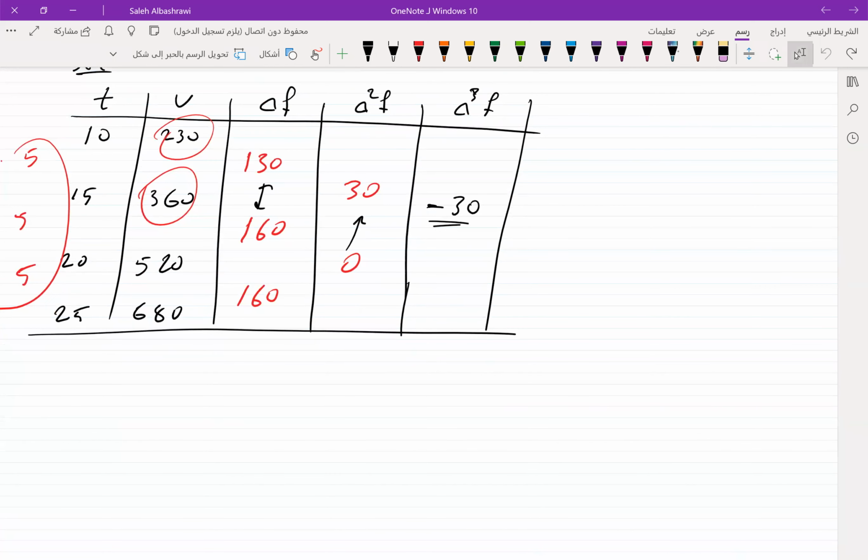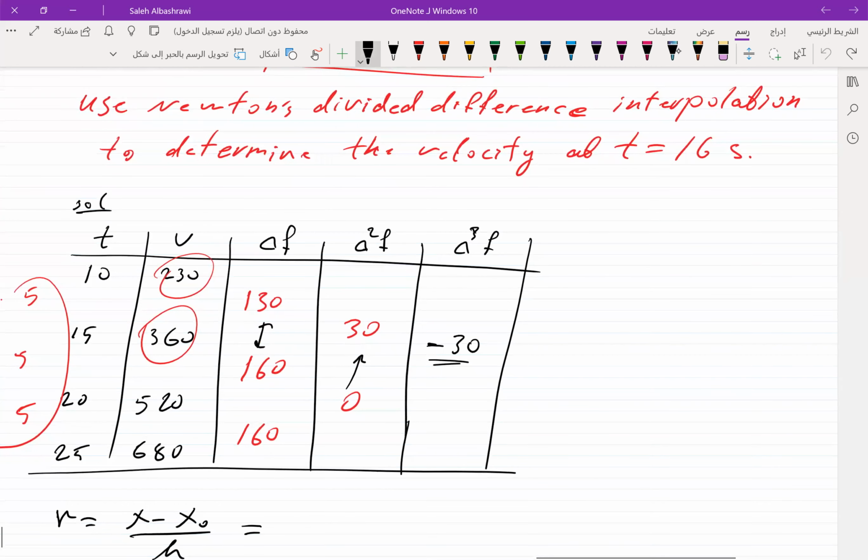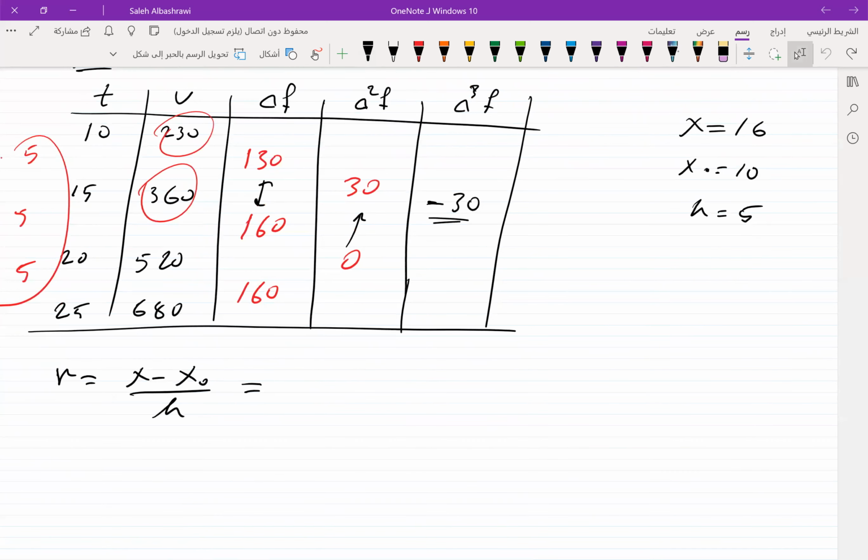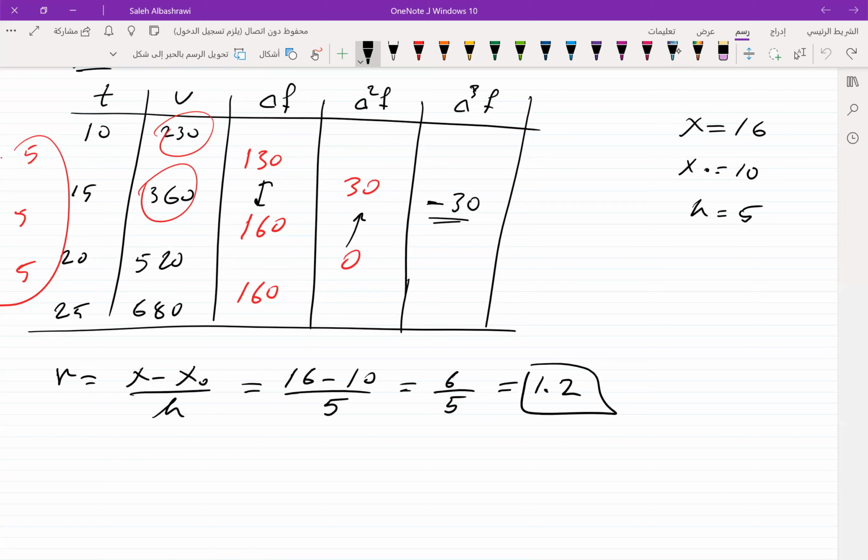Now I need to find R. R is given by x minus x0 divided by h. x is the given value in the problem, it is 16. I have x equal to 16, x0 equal to 10, and h equal to 5, the difference between the x values. So R is equal to 16 minus 10 divided by 5, which is equal to 6 divided by 5, which is 1.2. This is R.